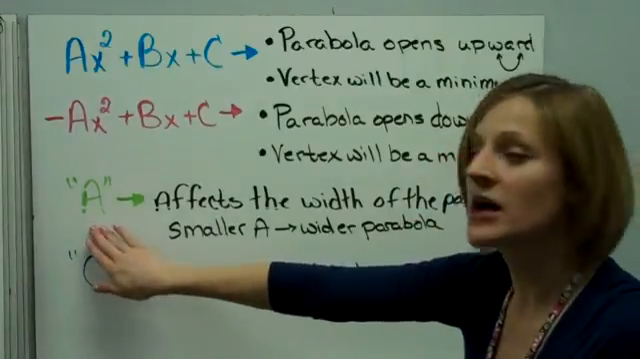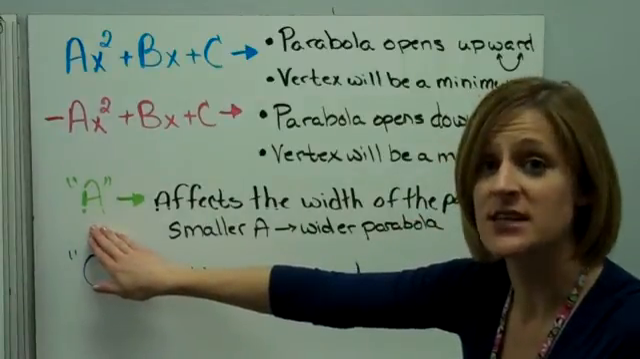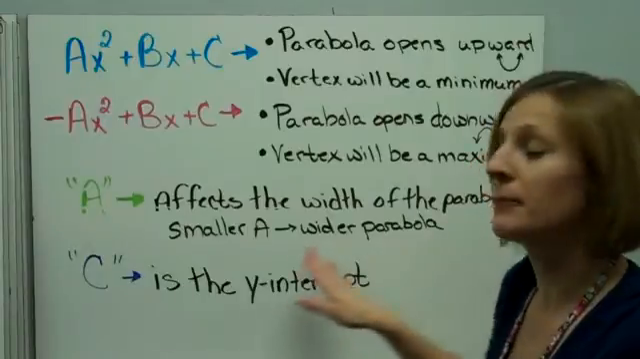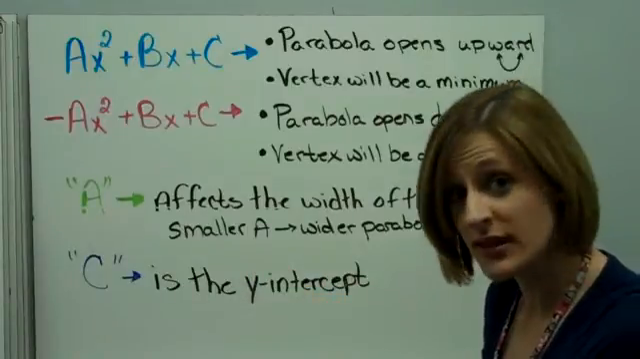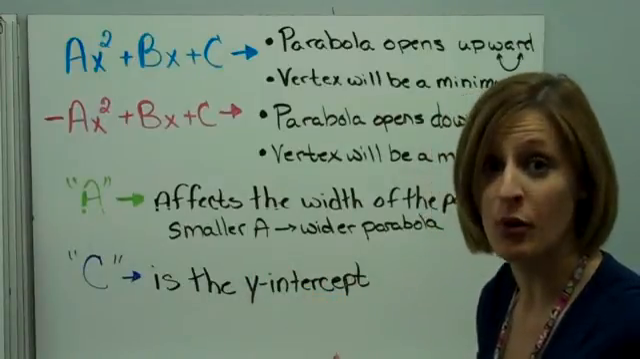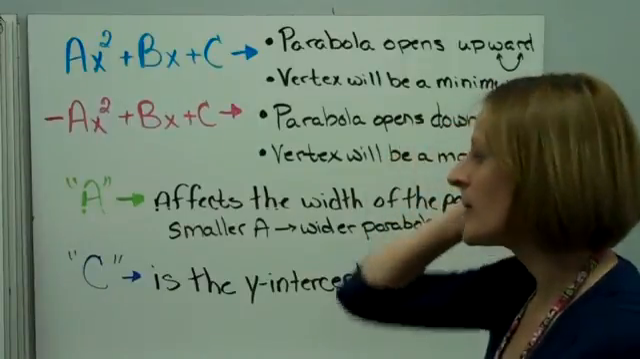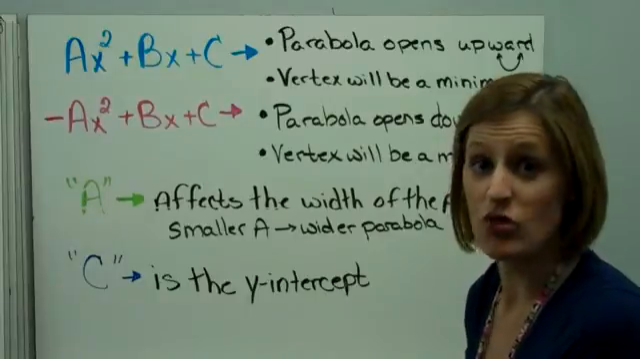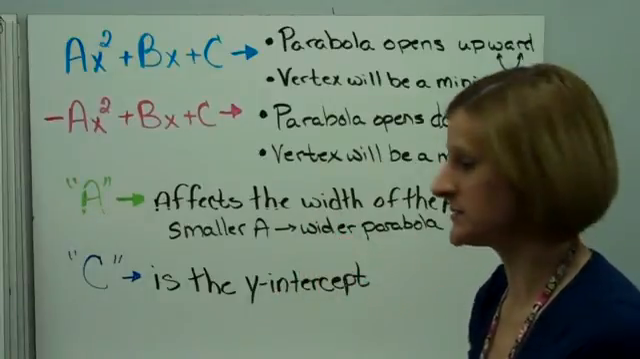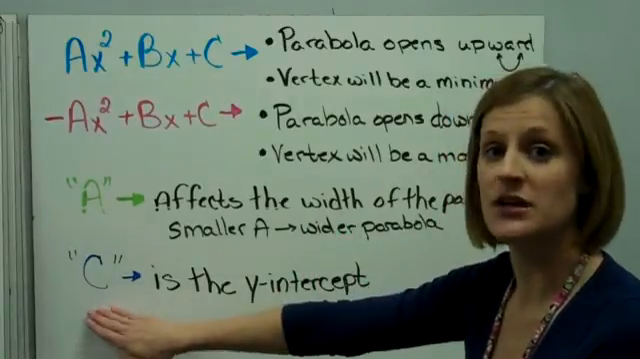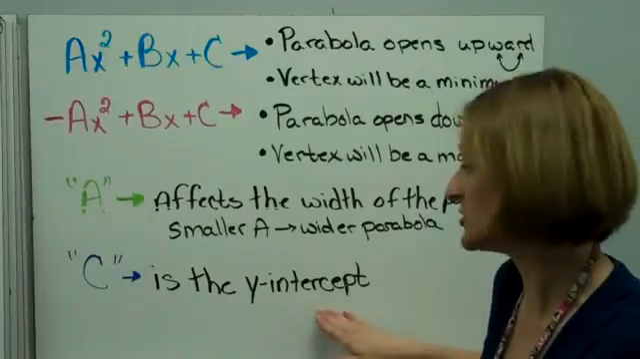Now my A value is always going to affect the width of my parabola. The smaller the A value, the wider the parabola, more like a straight line versus a U. The bigger the A value, the skinnier my U is. Your C value is where it crosses the Y-intercept.